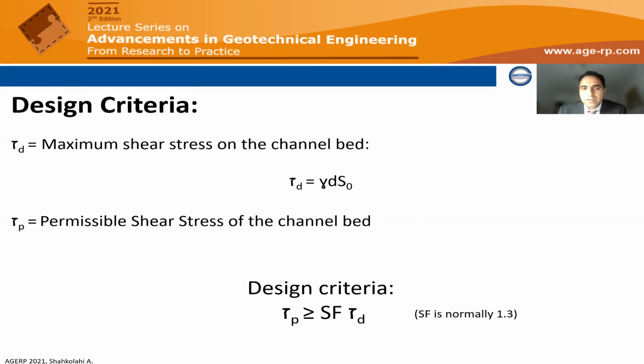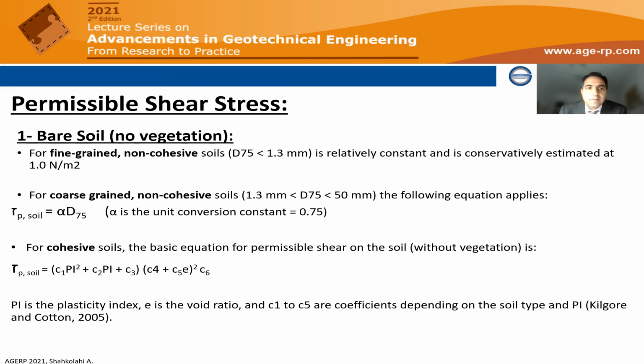Now the question is, we know what the maximum shear stress on the channel bed can be by knowing the soil type. But what is the permissible shear stress? Again, the equations are available in HEC 15. If we have bare soil, no vegetation, for fine-grained non-cohesive soil with D75 less than 1.5 millimeter, it's relatively constant, and it's considered as 1 Newton per square meter. For coarse-grained non-cohesive soil, we can use this equation, which is alpha times D75. For cohesive soil, the basic equation is, as you can see here, where the PI of the soil, the plasticity index, comes into consideration, and we have some coefficients that we can find in the references. So, as is obvious, the type of the soil affects the permissible shear stress, which completely makes sense.